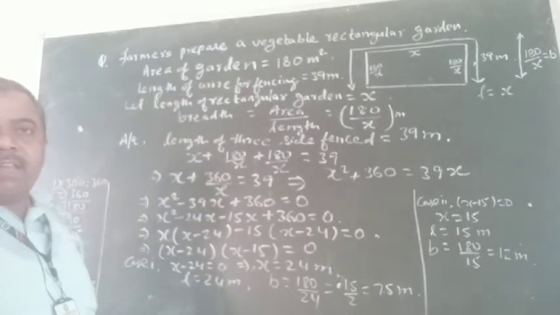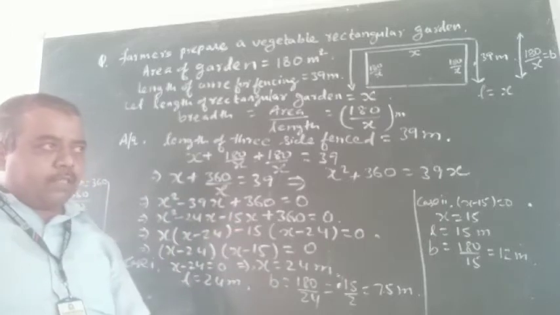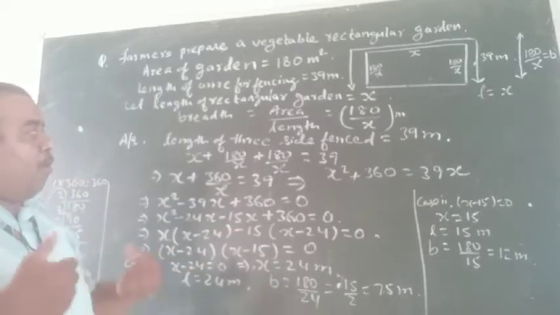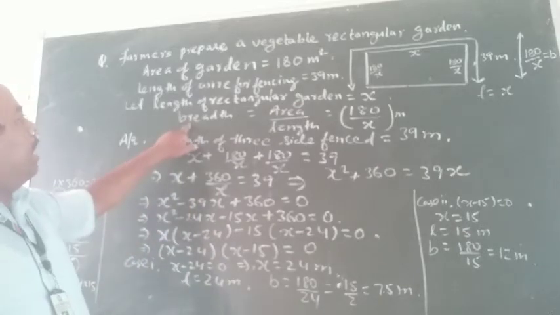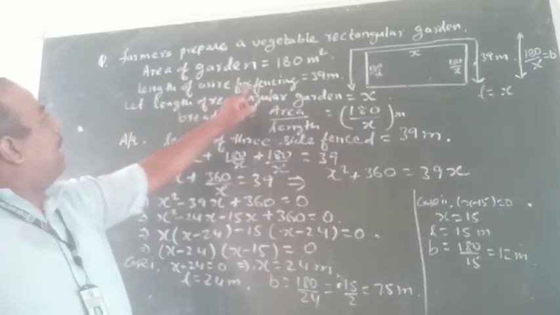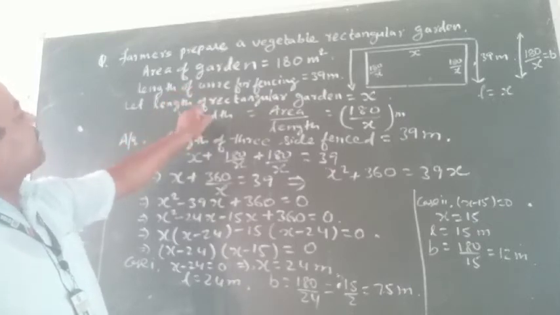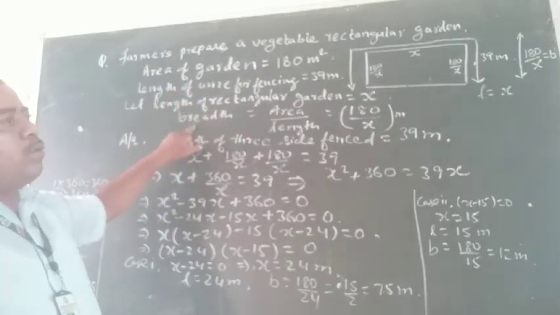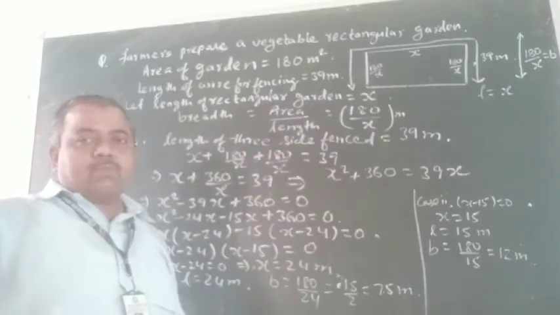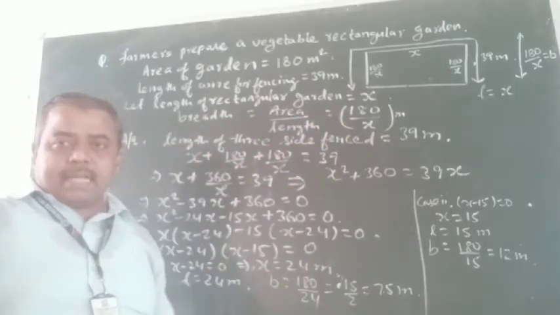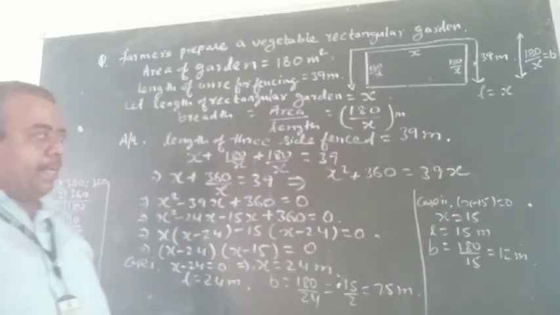Because area is given, and you know the formula, area equals length into breadth. By using this formula, we can find the breadth in terms of x. Okay, so the length of the garden is supposed to be x. So breadth equals area upon length. That is, area is 180 meter square by length, that is x meter. That means the breadth will be 180 by x.